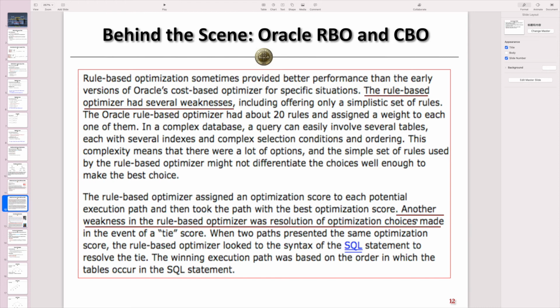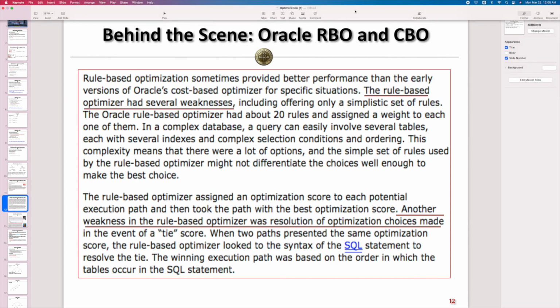Besides, another weakness of the RBO is the resolution of the optimization choices made, relevant to the type of score. Because of these problems, people turn to the CBO instead. We will provide you with more information about what the CBO is, how it works, and how it can be used for optimizing queries. So this is the background knowledge, and we can move to the CBO in the following pages of the slides and lectures.